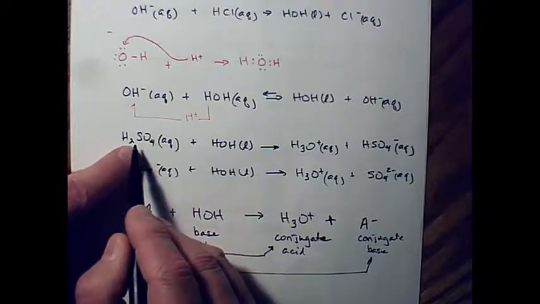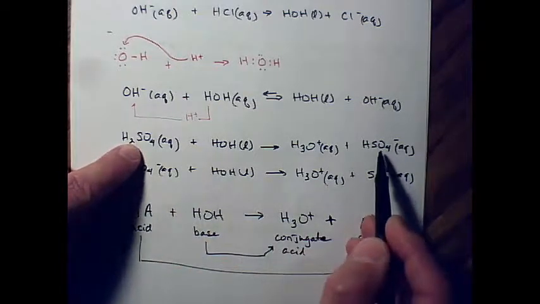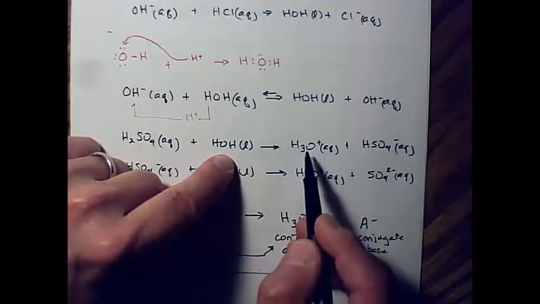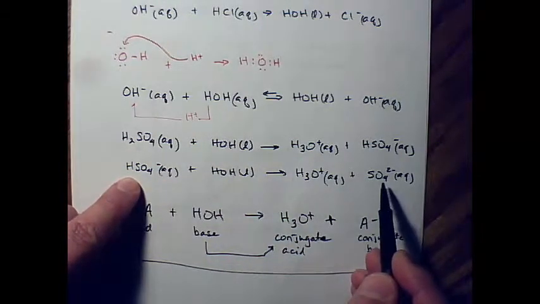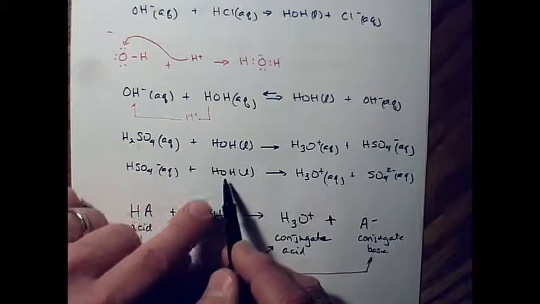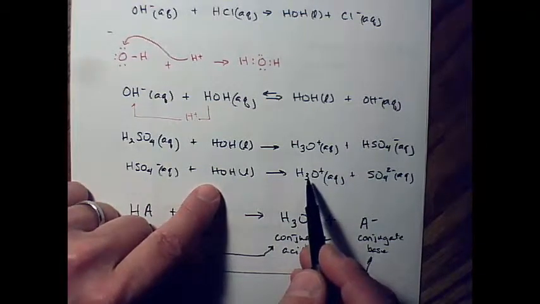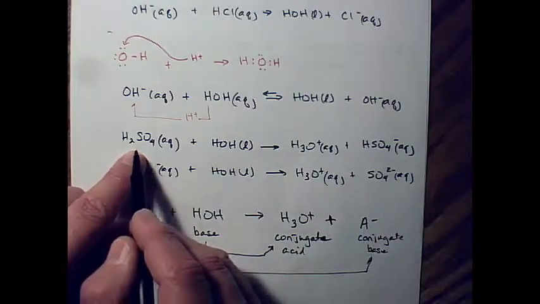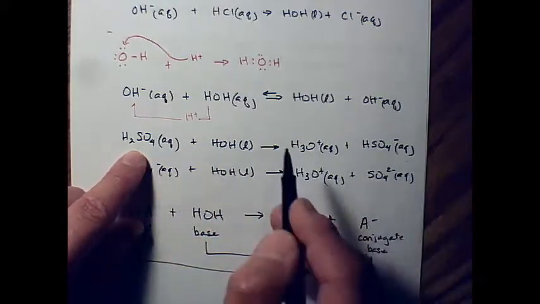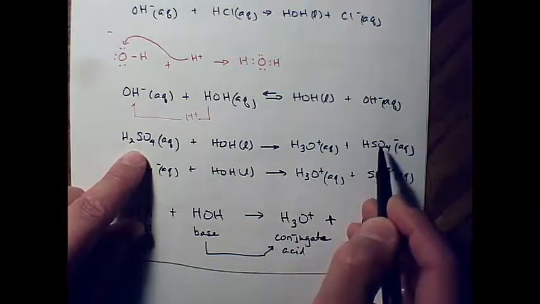So here's an acid, there's a conjugate base. Here's a base, there's a conjugate acid. Here's an acid and its conjugate base. Here's a base and its conjugate acid. Does that make sense? This is the strong acid because it dissociates completely. Okay, so that's a weak base.